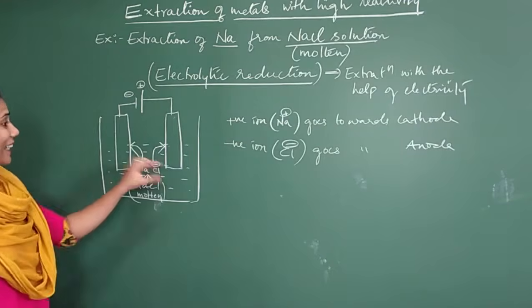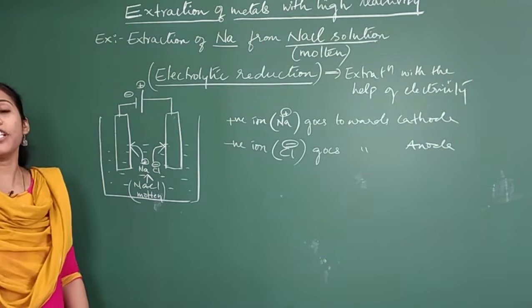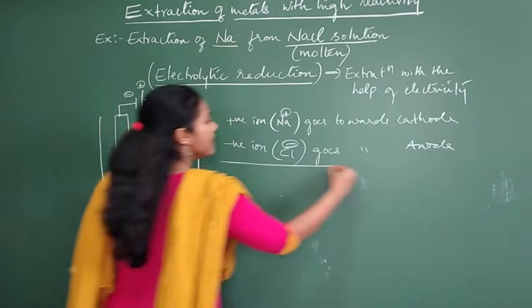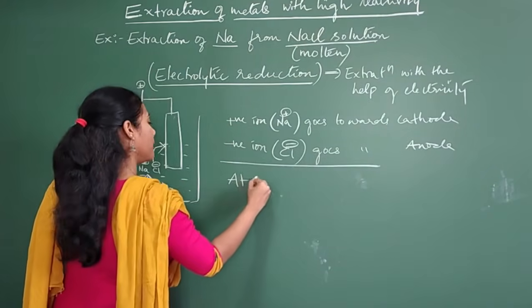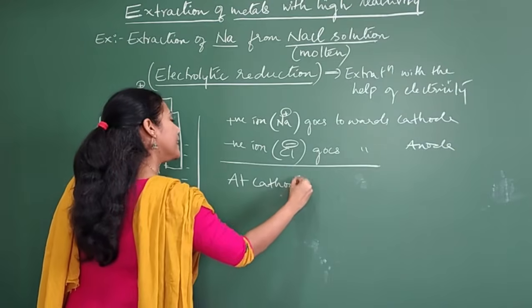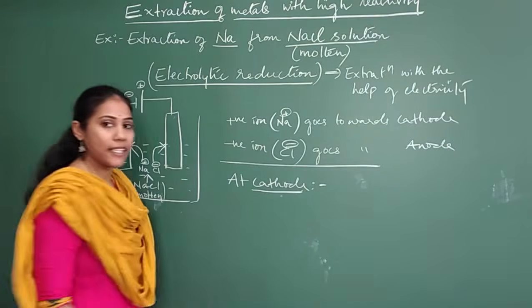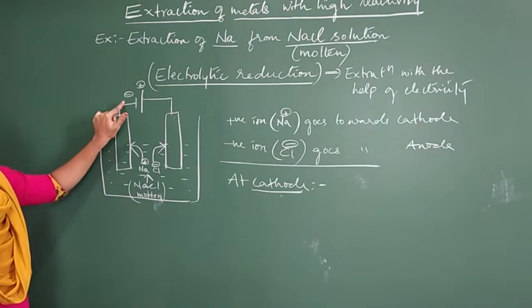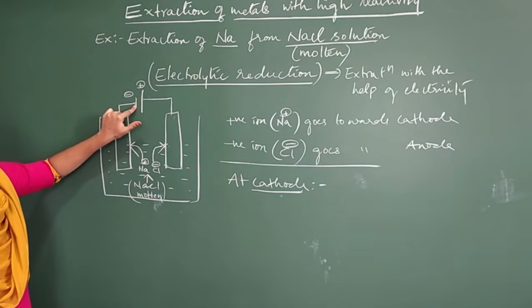Okay, and there they will undergo chemical reaction. You know how they will undergo chemical reaction? Let us see what will happen at cathode. At cathode, let us see what chemical reaction is taking place. Okay, this guy is going towards cathode now, and you see cathode is connected to the negative terminal.